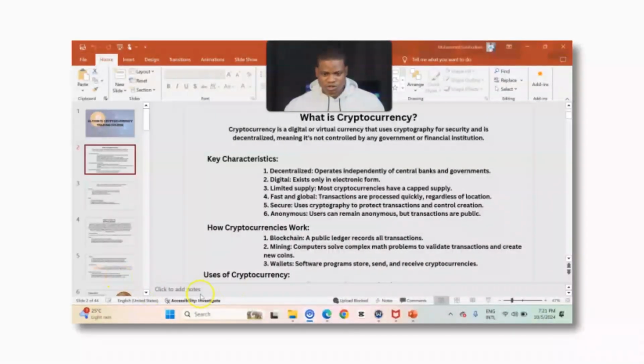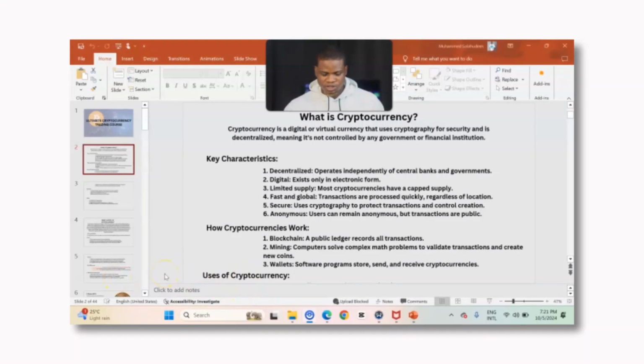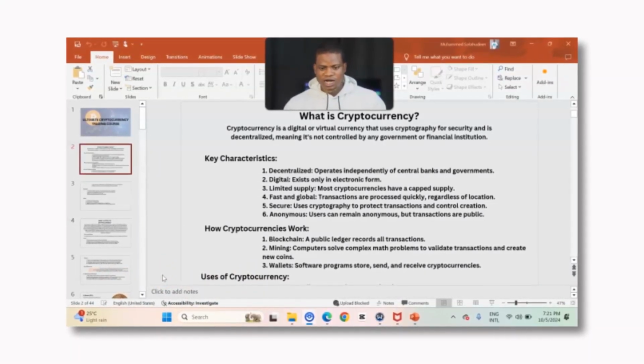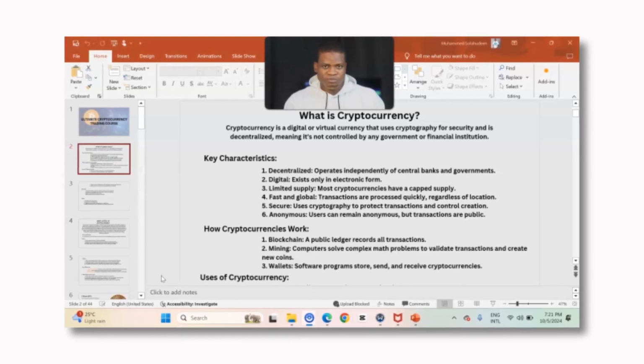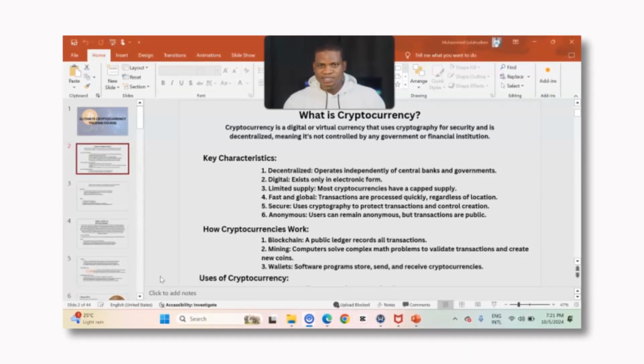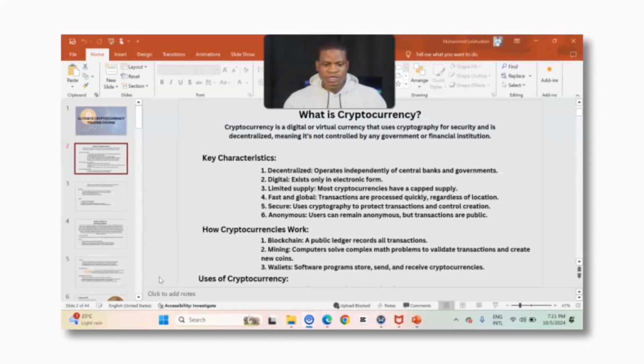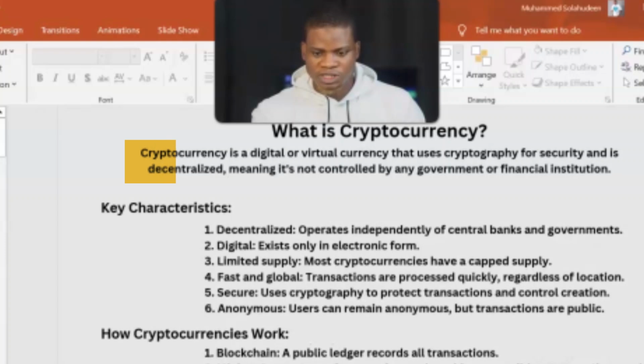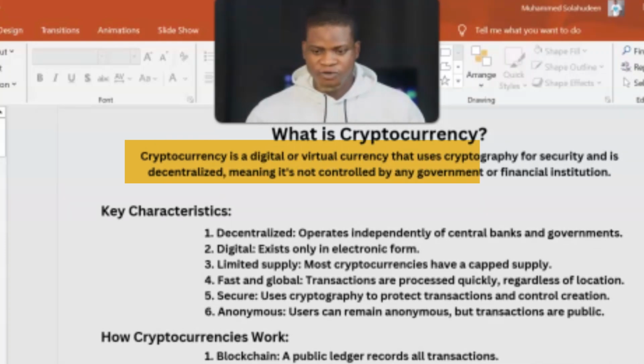So going into this course, we will start with what is cryptocurrency. If you want to learn how to trade the cryptocurrency market, you actually have to understand the concept of cryptocurrency as the first thing, as the introductory part. So let's talk about cryptocurrency. Cryptocurrency is a digital or virtual currency that requires cryptography for security and is decentralized, meaning it is not controlled by any government or financial institution.